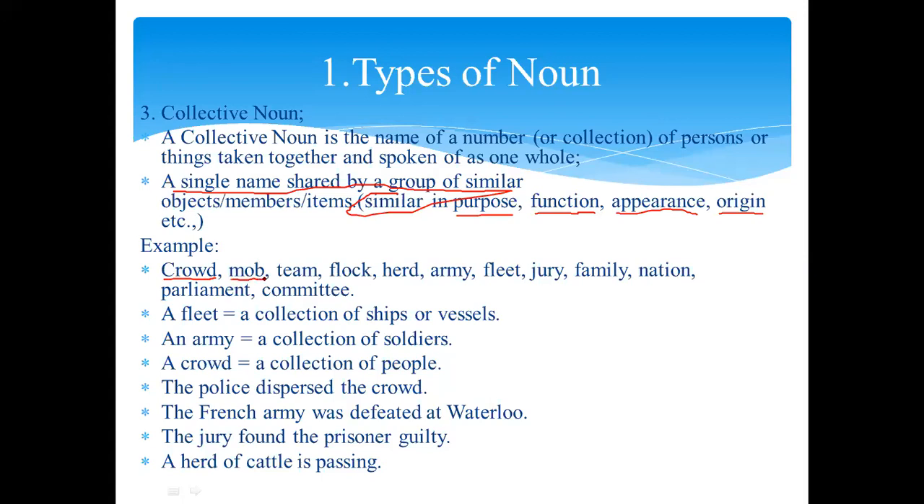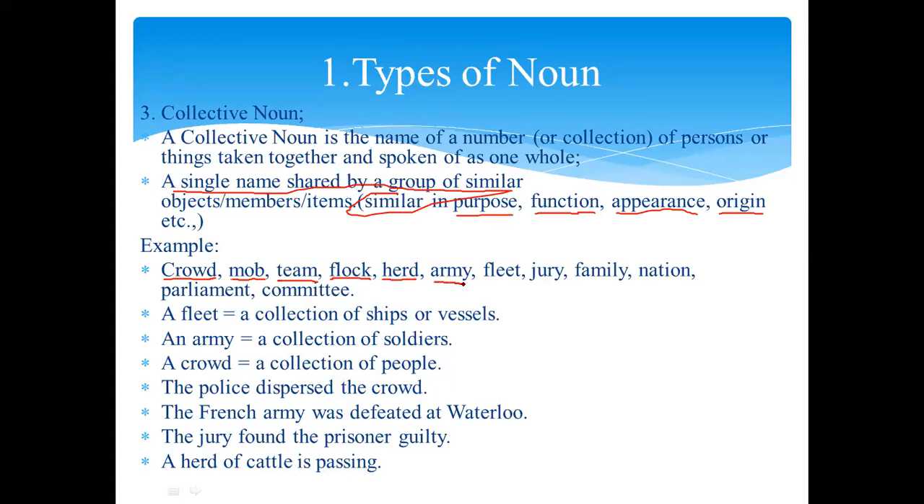Mob is also given to a group of people. Team is given to a group of players, like a cricket team, hockey team, football team. Flock is given to a group of birds similar in appearance or origin. Herd is given to a group of animals like goats, sheep, buffaloes, cows. When they go outside they make a group of similar animals, and we call them by one name, that is herd.